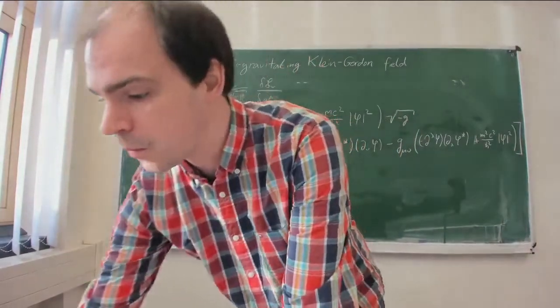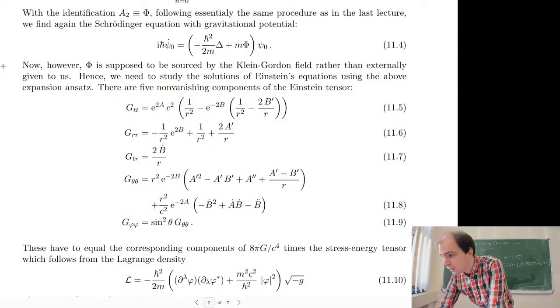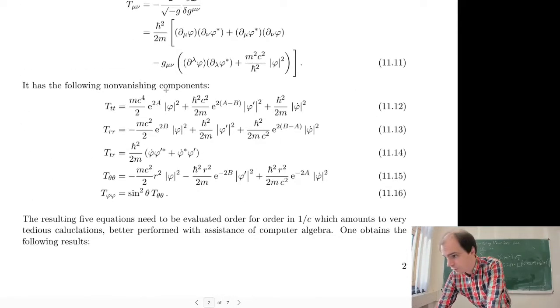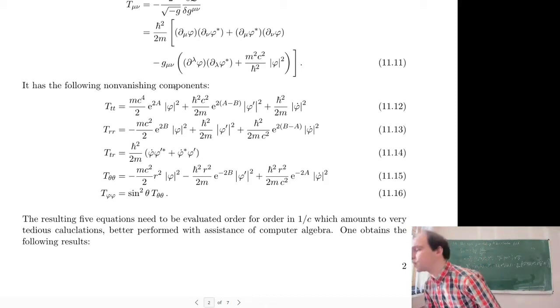And now we can again calculate the non-vanishing components of those, and that's exactly the same 5 that we had for the Einstein tensor. So we have the TT, RR, TR, theta theta, and phi phi components expressed in terms of those functions a and b and our field phi.